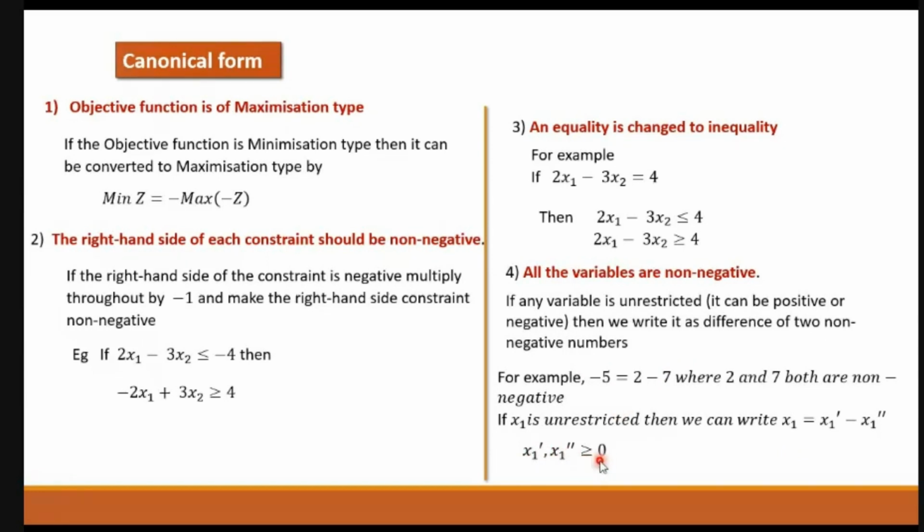तो 4 conditions हैं. पहला है ऑब्जेक्टिव फंक्शन हमेशा मैक्सिमाइजेशन होना चाहिए कैनोनिकल फॉर्म में. राइट हैंड साइड हमेशा पॉजिटिव होना चाहिए. और अगर कोई इक्वालिटी है, इक्वल टू साइन है, तो उसको 2 में कन्वर्ट करना है, लेस देन और इक्वल टू और ग्रेटर देन और इक्वल टू. और ऑल द वेरिएबल्स आर नॉन नेगेटिव. That means all the variables are greater than or equal to 0. But if you have any one variable negative, that can be written as a difference of two positive numbers.